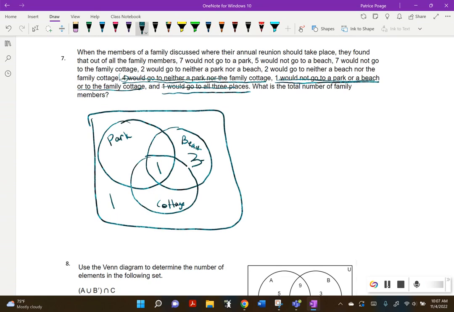All right. Changing colors. 2 would go to neither a beach nor the cottage. So they're not going to go to the beach or the cottage. So completely cover up beach circle and cottage circle. And that leaves park and outside. And that's going to add up to 2. We already have 1 out here. So that leaves 1.